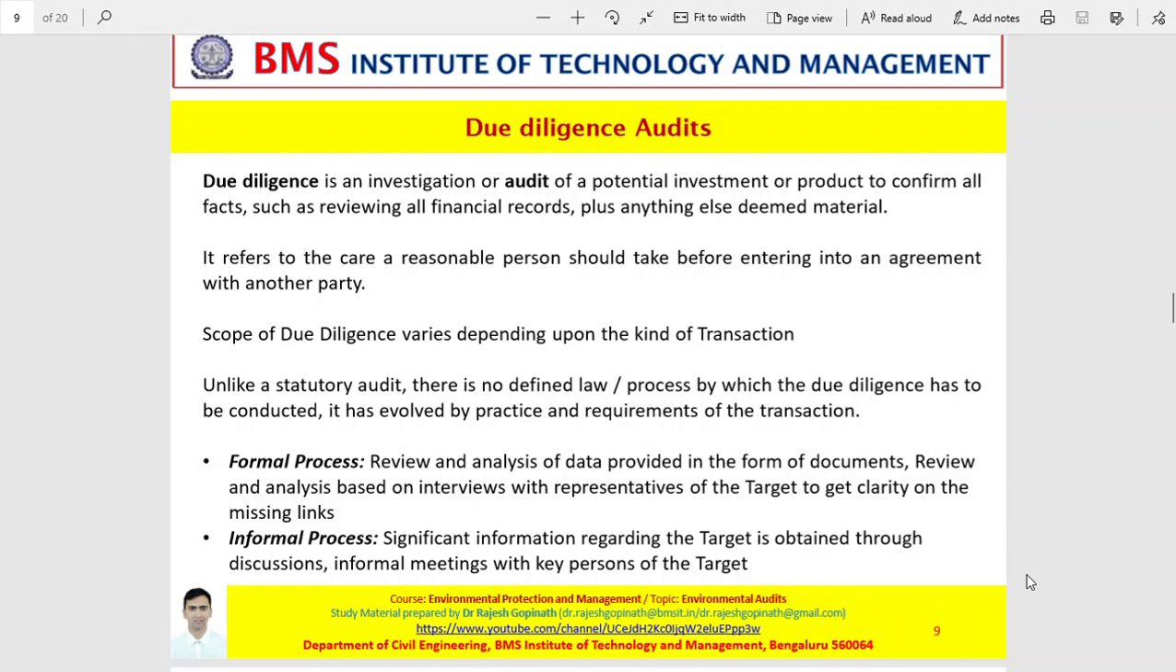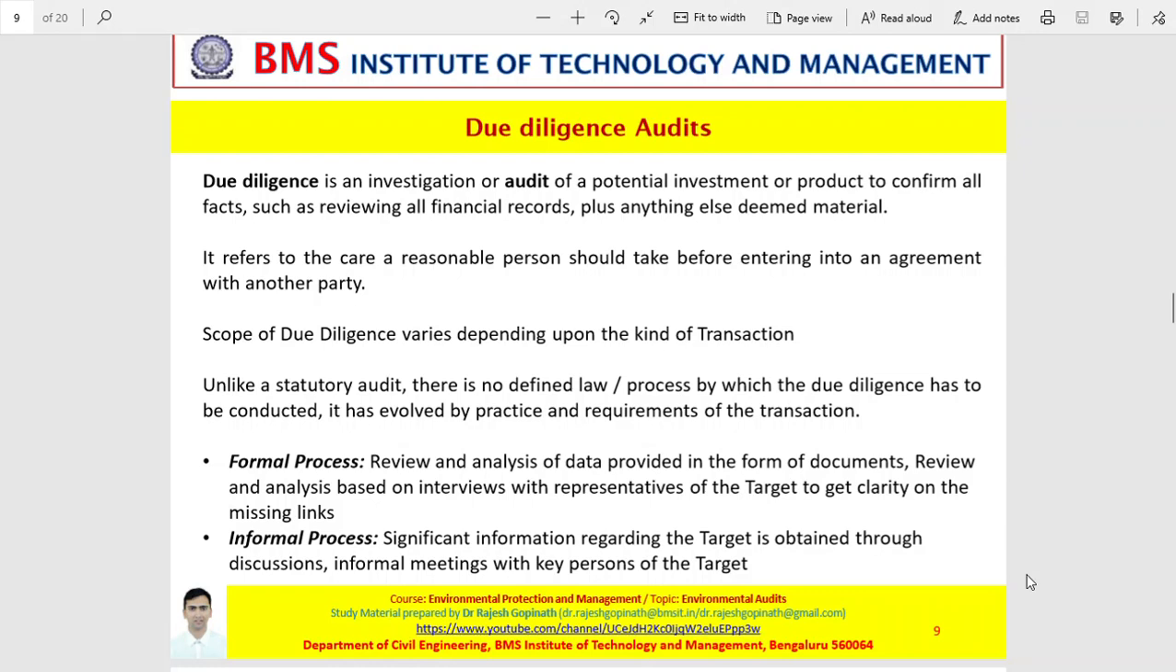Let me rephrase it. Diligence is being cautious. Diligence is being careful. Then what is due diligence? Due diligence is being prepared for being careful. Due diligence is preparedness for carefulness. With this simple understanding, due diligence audit is a very simple audit of a potential investment. Basically, due diligence audit is usually carried out for financial records. It is to understand before a company enters into an agreement with another company, before you go into a deal, whether it is worth it, whether it is profitable, or will it lead to a loss.